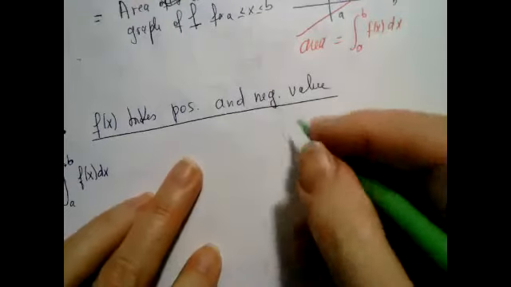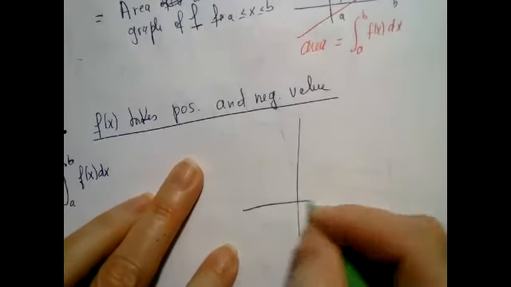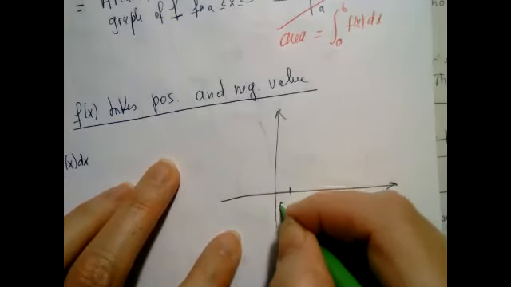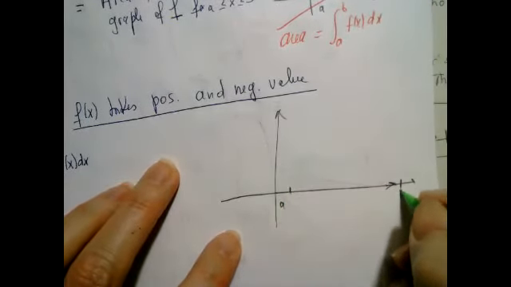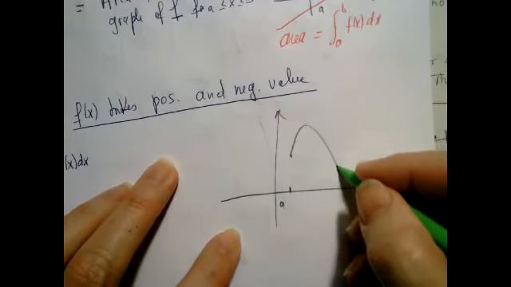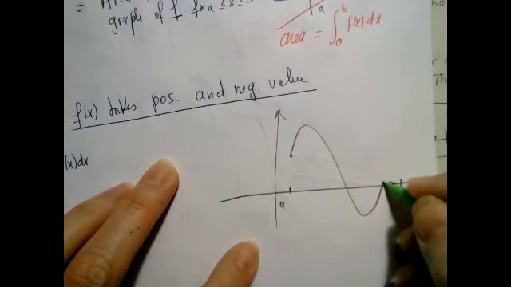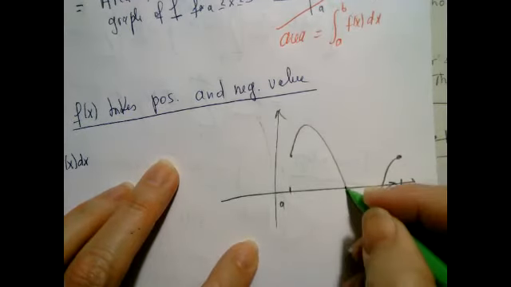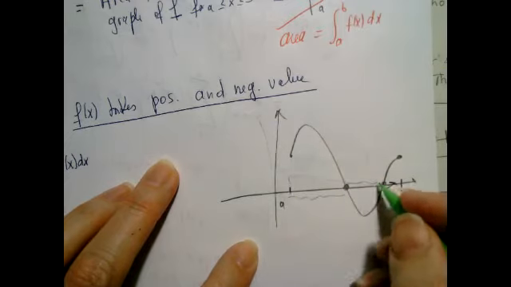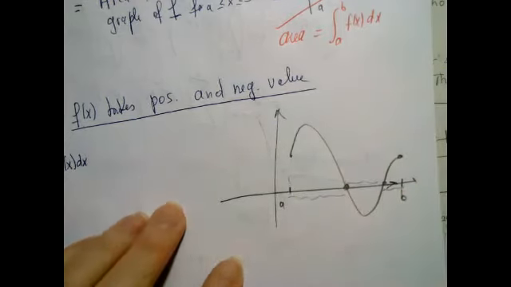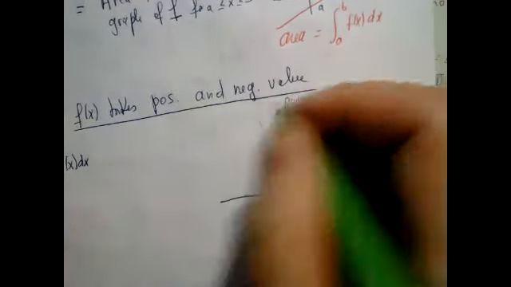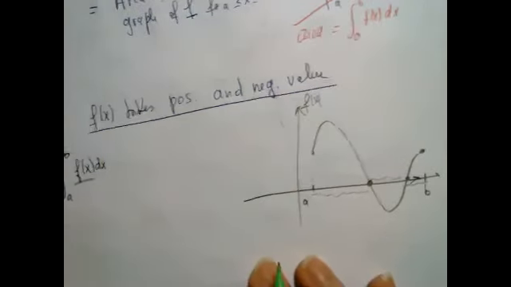So suppose my function here, this is my a, and this is my b. And suppose my function is like this. It takes positive values, changes its mind a little bit, then it changes its mind again and takes negative values. So it's positive here, negative here, and then positive here. That's really my function. It's not positive anymore. This is my f of x.